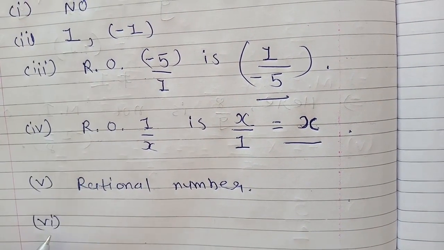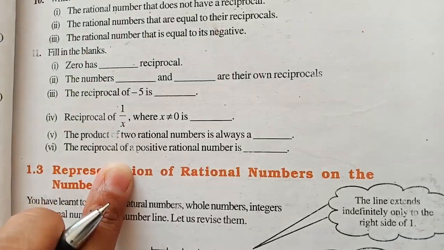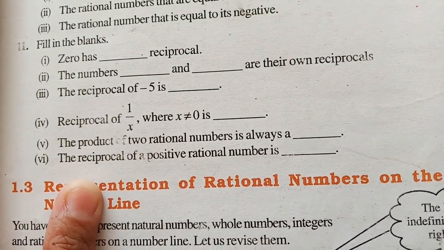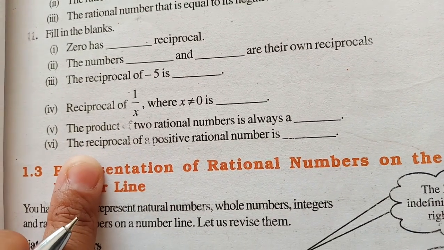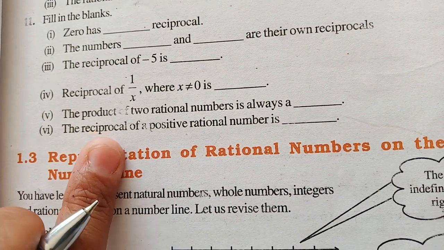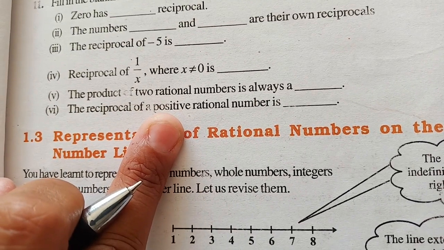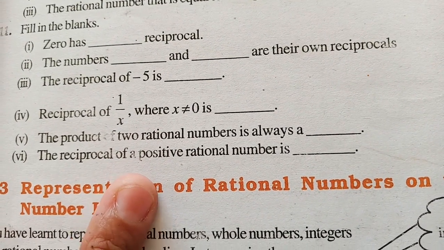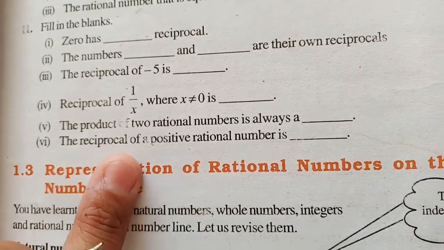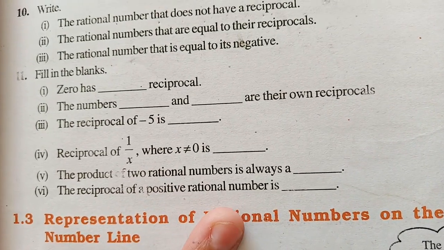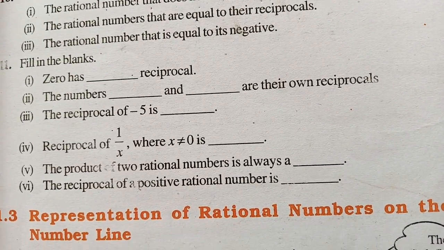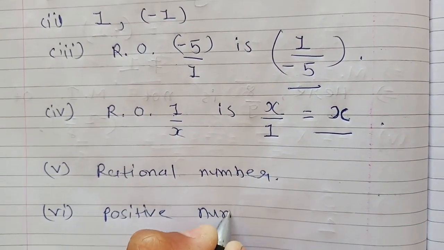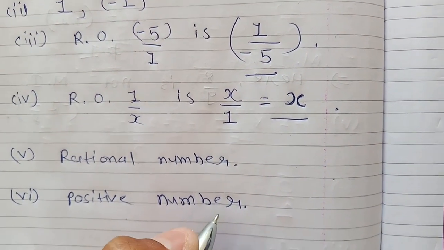After that, the sixth blank: the reciprocal of a positive number is. What will the reciprocal of a positive number be? Now we know that in a reciprocal we don't change the sign. Means if you give a positive number, its reciprocal is a positive number, and if you give a negative number, its reciprocal is a negative number. So the reciprocal of a positive number is always a positive rational number. So here our answer is positive number, or you can say positive rational number.